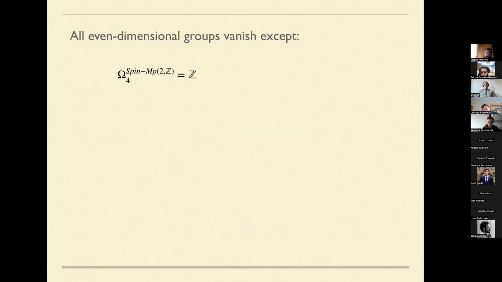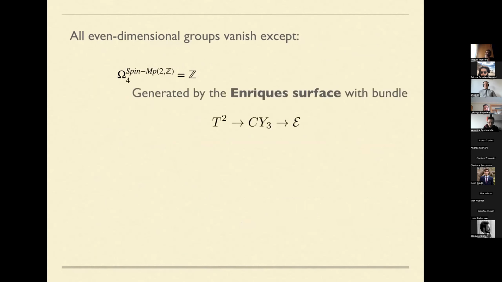Very good. So let's move on then. So what about the even dimensional groups in spin-Mp? All the even dimensional groups vanish except for omega 4. We were discussing before that omega 4 spin is generated by K3, but the spin-Mp version of it is generated by the Enriques surface. So what is the Enriques surface? The Enriques surface is a quotient of K3, which is not spin, but it is spin-Mp.